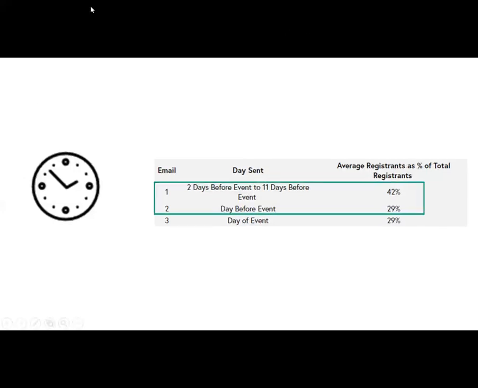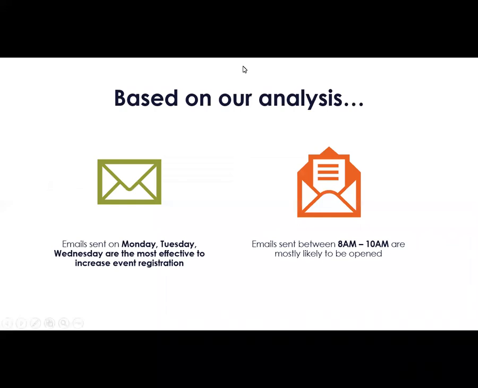So, like I said, the sweet spot would be 2 days to 11 days before the event, and then the day before the event is a great way to also get lots of people coming in. So based on our analysis here, we know that there isn't too much of a difference in sending the first email 2 days to 11 days before the event.